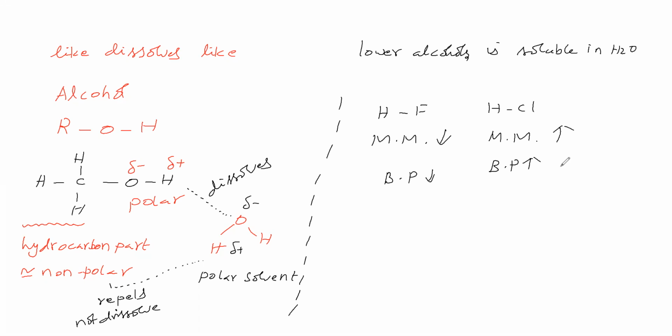Melting point means we have to see the symmetry of the molecule. If the symmetry of the molecule is high, then the extent of close packing will be high, then the melting point will be high. So for boiling point we have to see molecular mass, and for melting point we have to see symmetry.